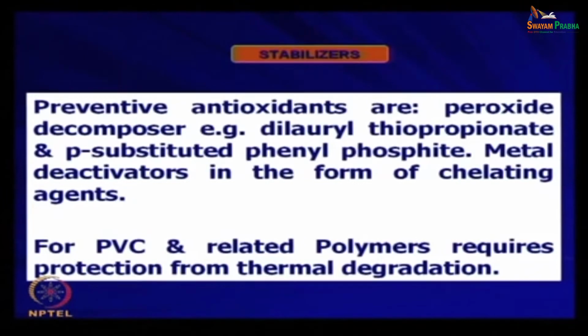And other stabilizers are preventive antioxidants and peroxide decomposers, dilauryl thiopropionate, para-substituted phenyl phosphite, metal deactivators in the form of chelating agents. So, phosphorus derivatives, phosphoric acid derivatives, or thiol derivatives, amine derivatives, say thiol compounds, amine compounds, phosphorus based compounds, these are used as stabilizers for polymers in general.